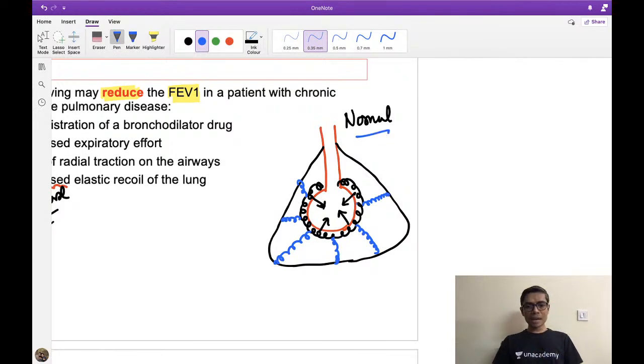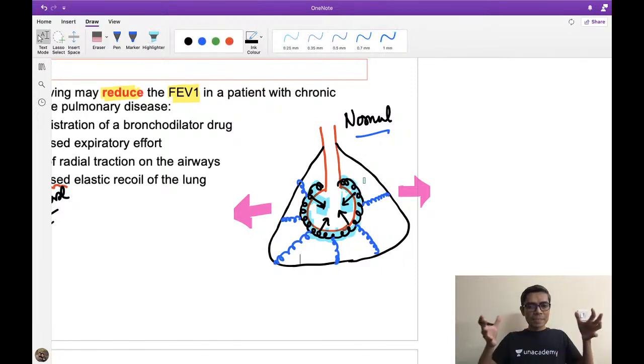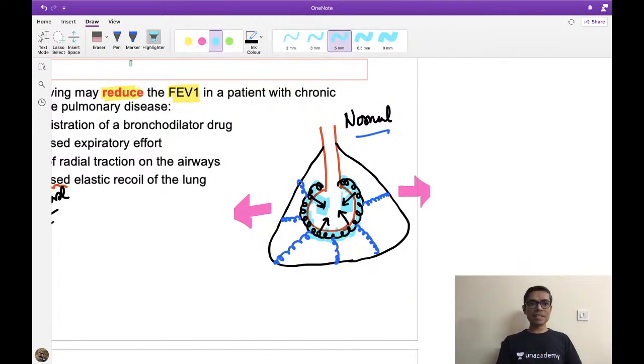Suppose I want to expand this alveoli, right? What will happen? This elastic tissue, because it is trying to recoil in the inward direction, will prevent my expansion. It will prevent my stretchability. So I can say that if this elastic tissue is very, very strong or very hard, then what will happen to the expansion of the lung? Expansion of the lung will be less. Expansion of the lung being less means the volume change of the lung is less.